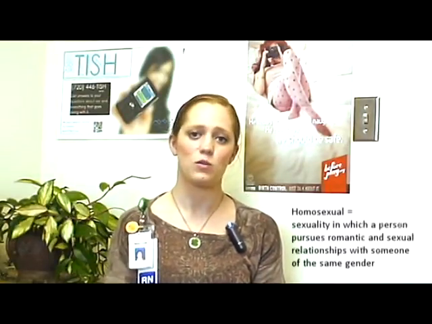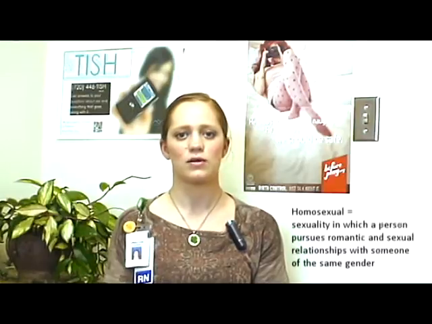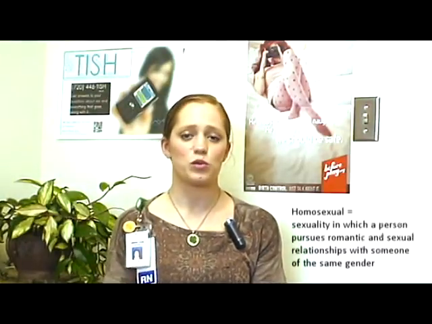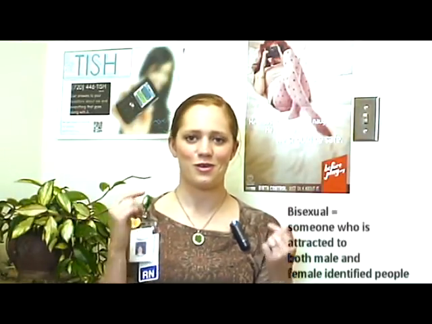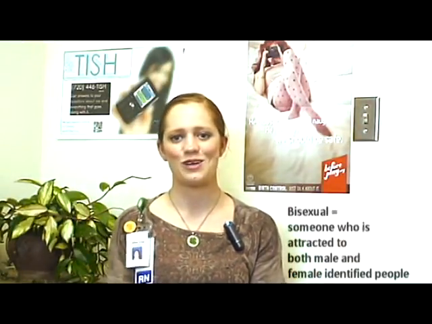Some people prefer to be attracted to and pursue relationships with people who have the same sets of genitalia or gender expression or gender identity as them, and that would be homosexual, so same-sex relationships. And for some people, gender expression or biological sex doesn't matter, and that might be bisexual or polysexual, where it doesn't matter what you are between your heart or between your legs. It's what's inside that counts for them.